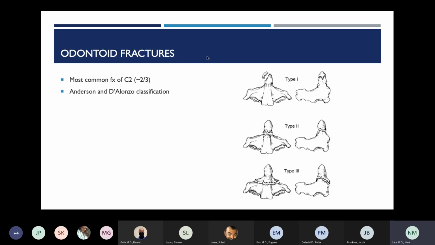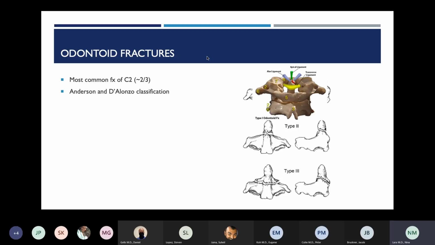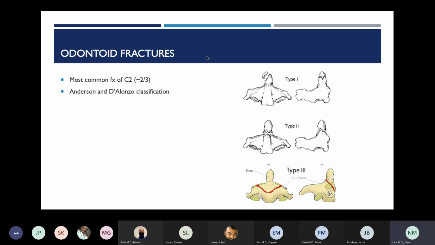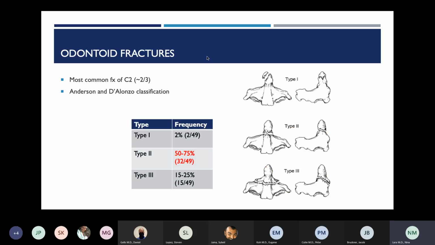High non-union rate, again, due to vascular watershed. And then the type 3, the fracture extends into the body. Let me see here. I'll show you some pictures there. So type 1, you can see here tip 2, right at the base, and then type 3 is more of the body fracture. So again, technically, type 3 injuries extend into the C2 articular joint.